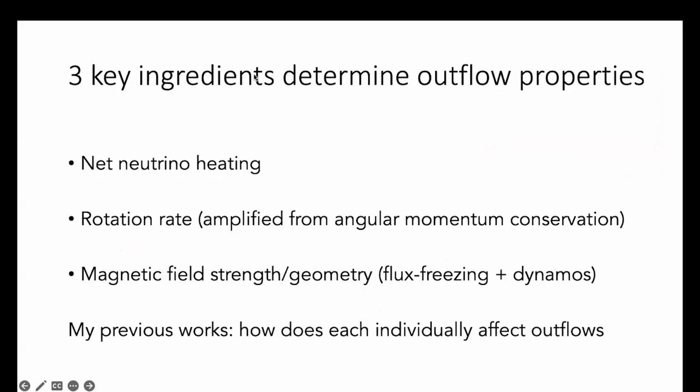And so three key ingredients determine these outflow properties: the net neutrino heating, the rotation rate of the neutron star, which is amplified from the core collapse to the formation of the neutron star from the angular momentum conservation. So you can have rapid rotation of this neutron star, and magnetic field strength and geometry. So this is also amplified from flux freezing, but can be further amplified by dynamos. So in my previous works, I looked at how these different ingredients affect the outflows separately.